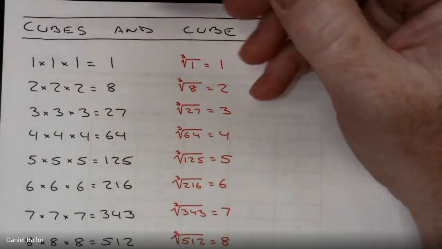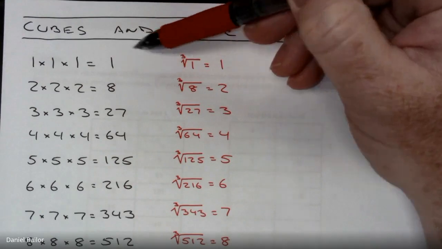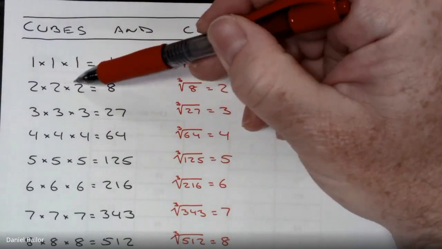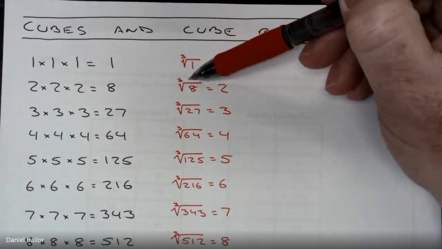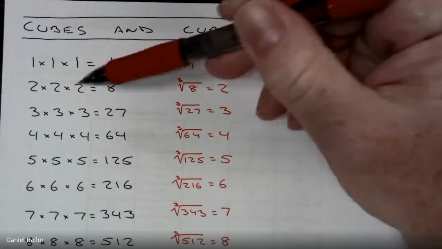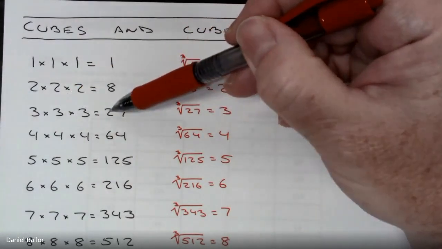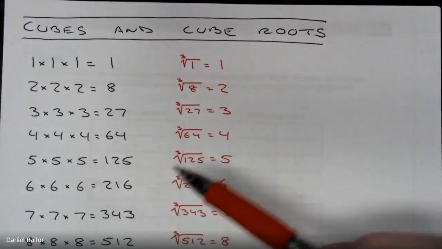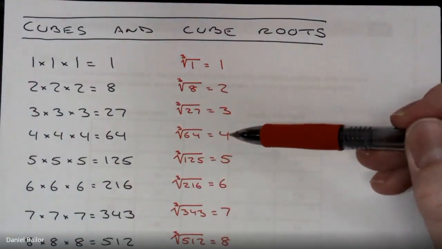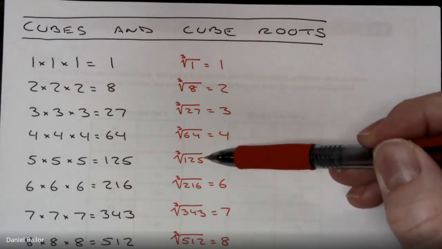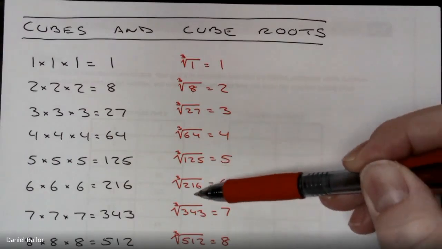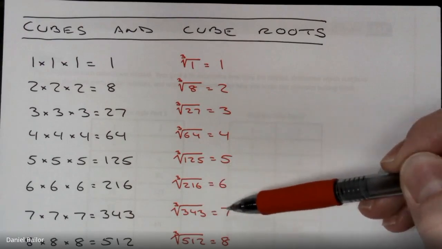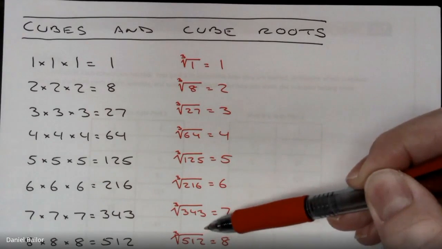1 times 1 times 1 makes 1. So the cube root of 1 is 1. 2 times 2 times 2 makes 8. So the cube root of 8 is 2. 3 times 3 times 3 makes 27. So the cube root of 27 is 3. And so on. Like the cube root of 64 is 4. The cube root of 125 is 5. The cube root of 216 is 6. The cube root of 343 is 7. The cube root of 512 is 8.